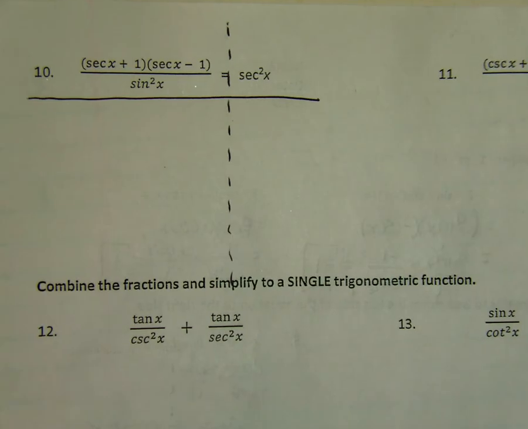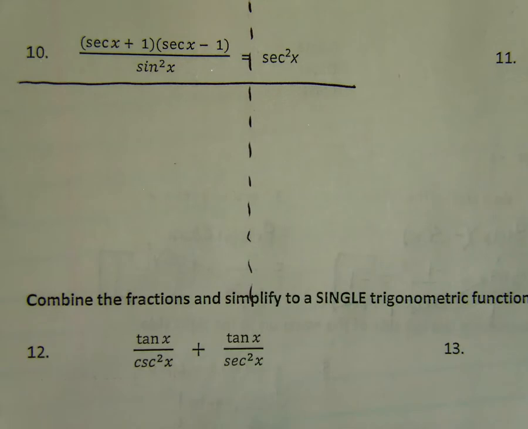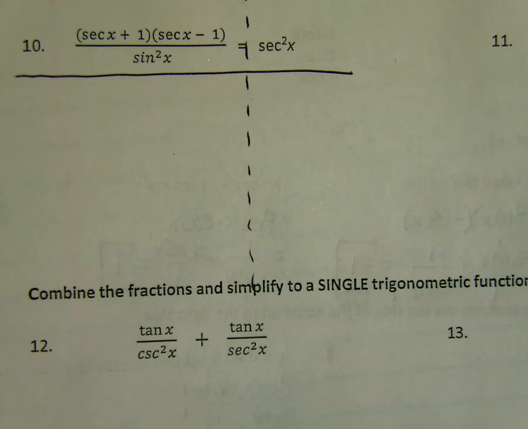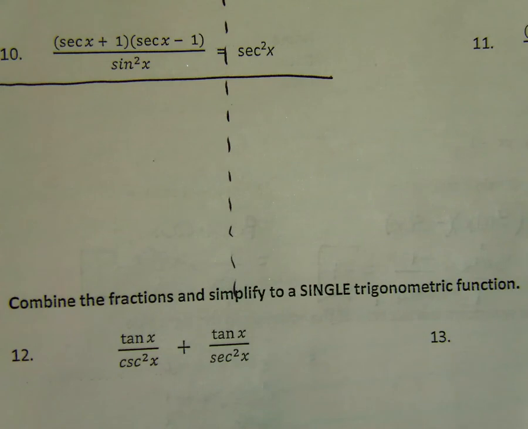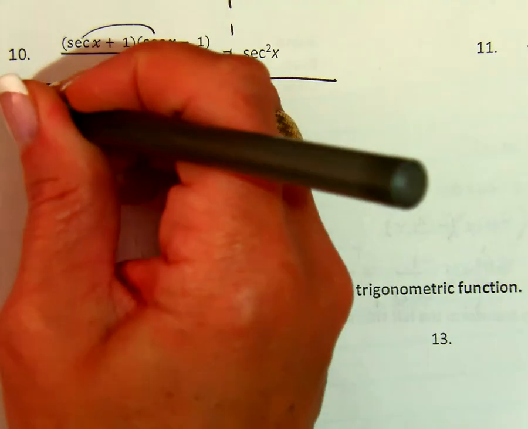When you have problems like 10 and 11, and you see one binomial set of parentheses multiplied onto another, I think FOIL, just like algebra. Let's go ahead and multiply out, distribute twice, reverse factoring, however you learned it. So we would have secant multiplied by secant. That would be the secant squared of theta.